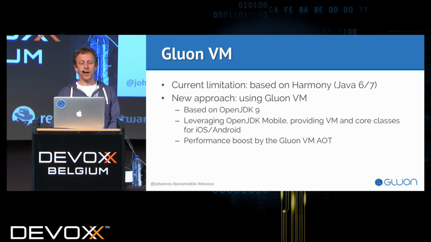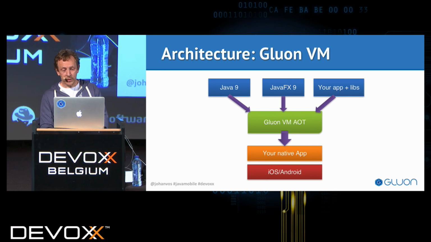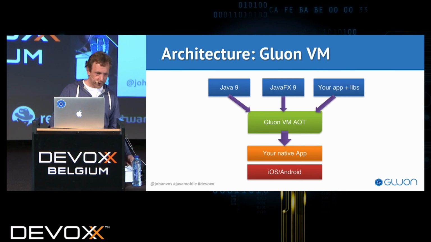And with Gluon VM, because we want to overcome the limitations of Harmony, we will be based completely on OpenJDK 9. And so that means that we will support not only all the classes of JDK 9, but also all the patterns, like the lambdas and the streams and the modularity. This is what we will support in the Gluon VM. And the architecture then looks this way. So we have Java 9, the JavaFX runtime, and your application. The Gluon VM will do the ahead of time compilation of all those components and will then make it a native component.